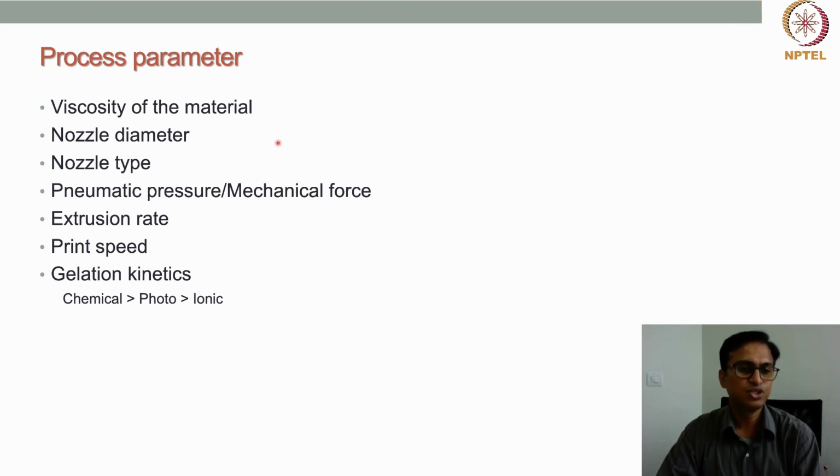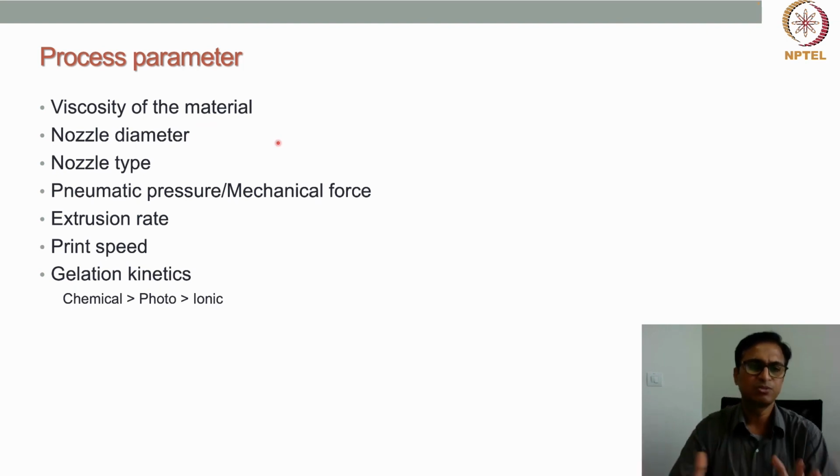If we choose a very fine nozzle diameter, the resolution will be very good, but that can cause damage to the cells. But if we select a very wide nozzle diameter, then the resolution will not be that great, but that will be good for cell viability. So we have to work with this trade-off, and then we can accordingly select the nozzle.